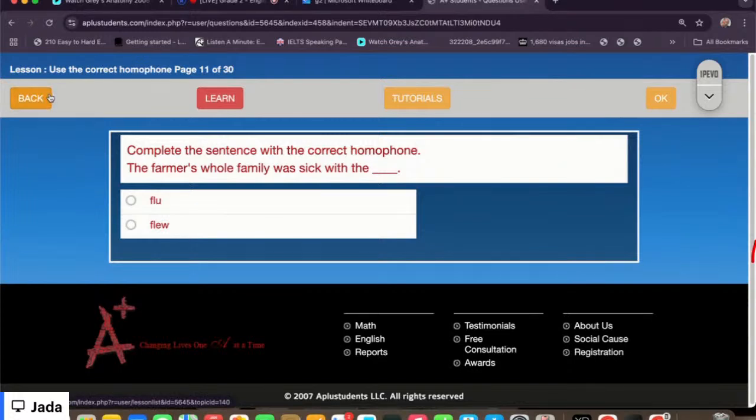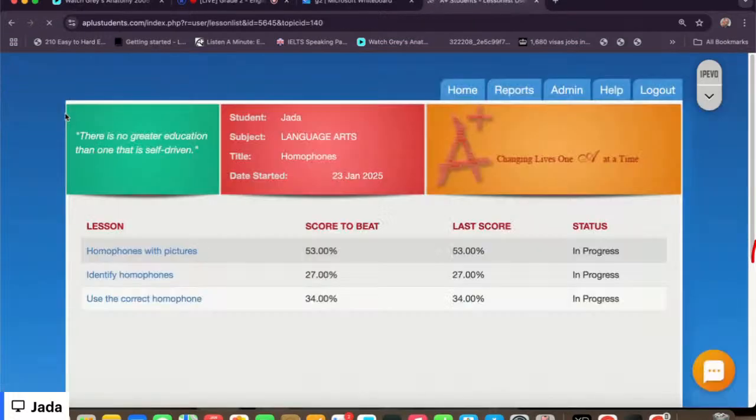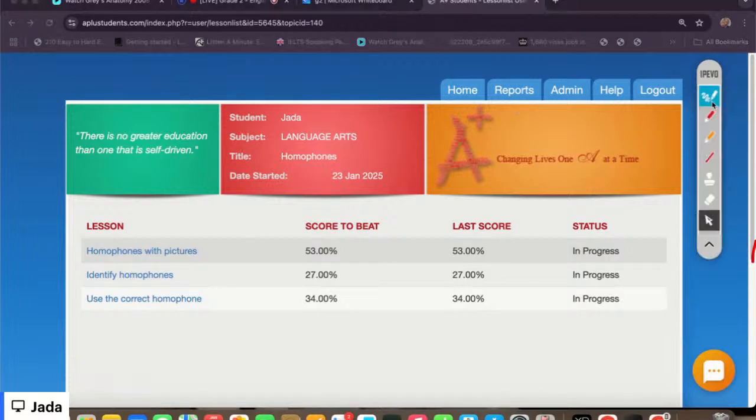If you haven't done this lesson, you have to make sure that you complete the lesson. And if you need more help, you can click on the chat box over here. Once you click on the chat box, you can get more help.